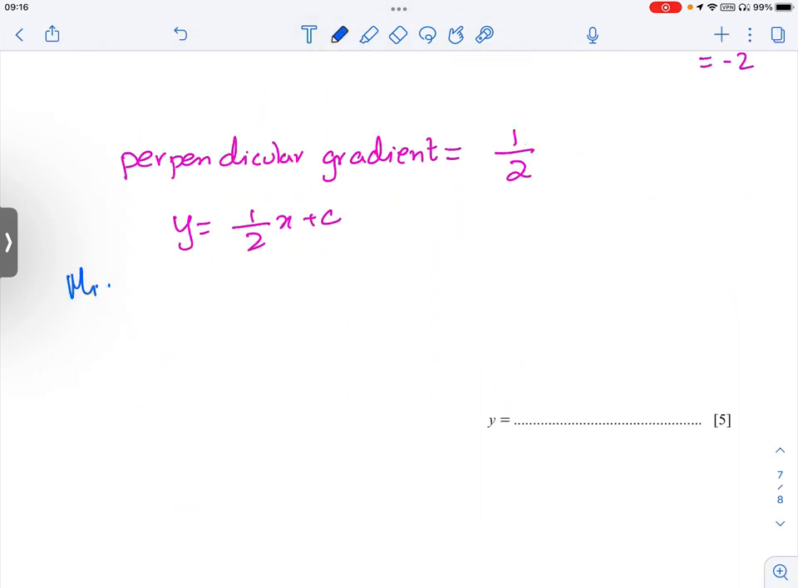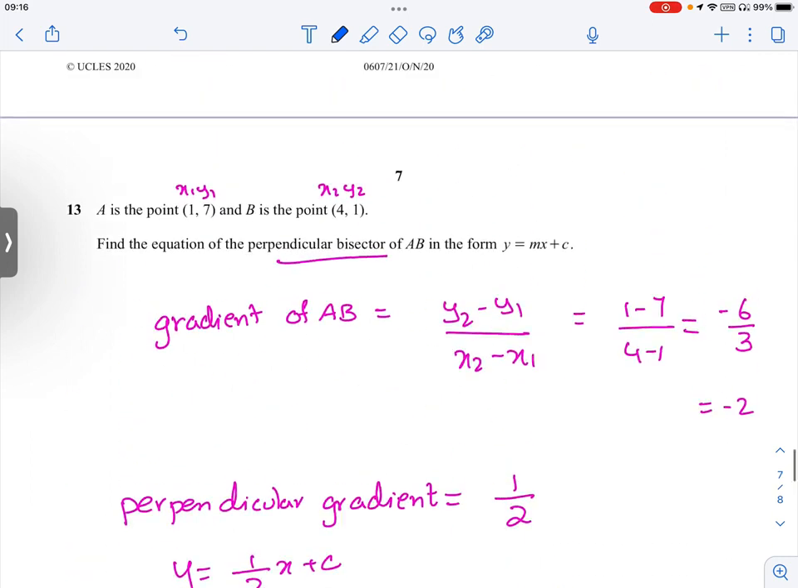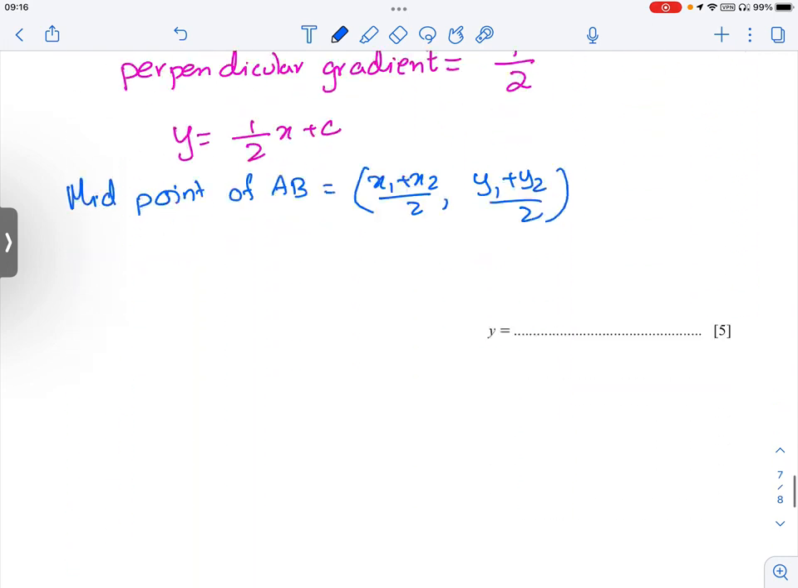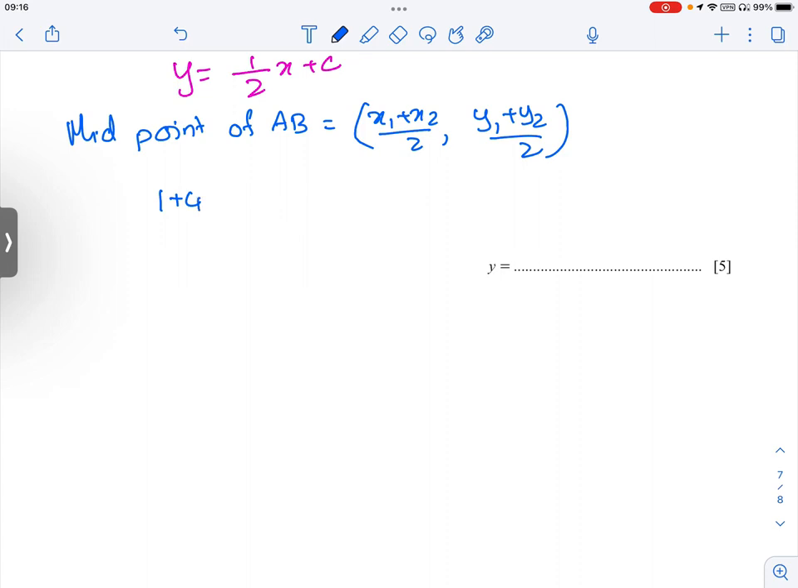Midpoint of AB. Midpoint formula: x1 plus x2 upon 2 comma y1 plus y2 upon 2. So 1 plus 4 upon 2, 7 plus 1 upon 2, which is 2.5 comma 4. Now plug in the 2.5 comma 4 in the equation.